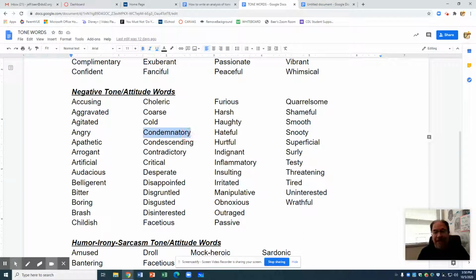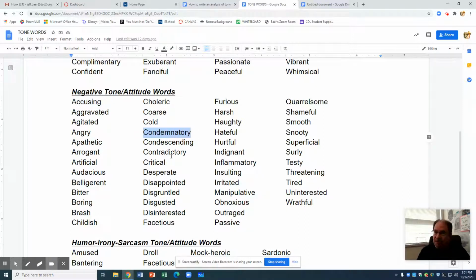So when we take a look through some of these terms, for example, you might not have any idea what the word condemnatory means. We know it's negative because it's in the list as being negative, but what exactly does that word mean? Well, to condemn something usually means to have a lot of negative things to say about it, to criticize it. So condemnatory, you could say, is kind of like accusing, right? It's making some sort of condemning statement.